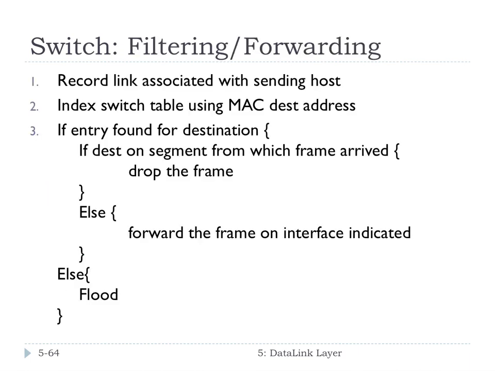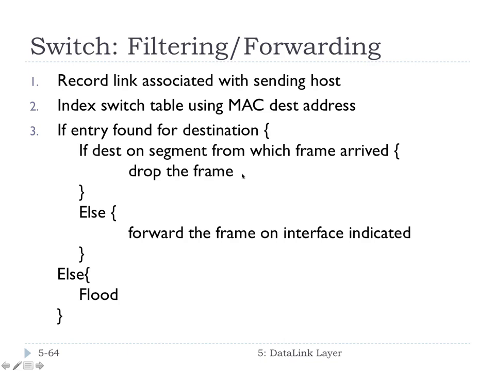This is sort of a pseudocode description of how this switch filtering and forwarding happens. We're going to record the link associated with the sending host. In our case, we remembered A was on 1. We will look in the switch table for the MAC address. If the destination address is in our table, then if the destination is on the segment from which the frame arrived, we drop the frame.